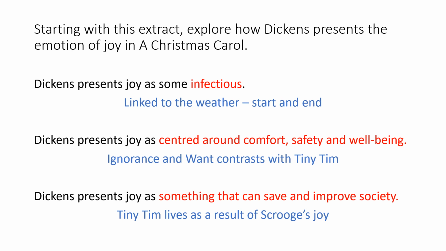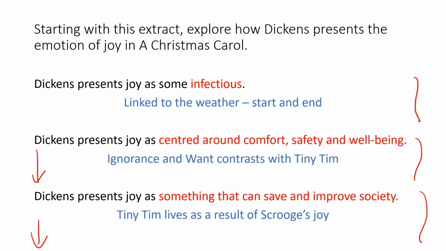So Scrooge transforming and finding the ability to enjoy something means that Tiny Tim's life is saved. So actually, joy can make the world a better place. And that's what we've got in the story. So you can see, once you've got those ideas, you can start building them up. And what we've got here really are our three paragraphs. And then we can take this a little bit further and we can develop it.